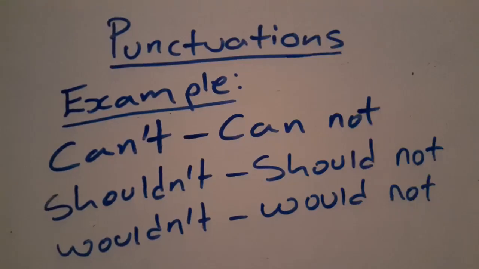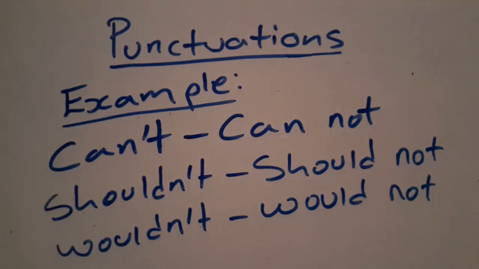Here are other examples of words that have been contracted. Can't is a contraction of cannot. Shouldn't is a contraction of should not. Wouldn't is a contraction of would not. There are so many of them, and I mean so many of them. So every time you are writing your composition, make sure you write the words as they are. Do not contract them. Write them separately as they are.